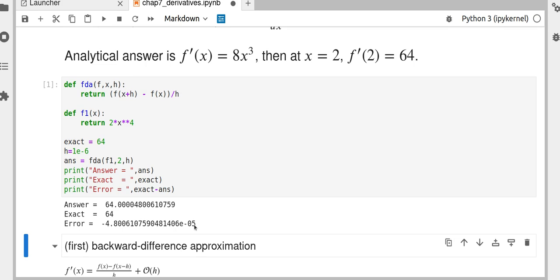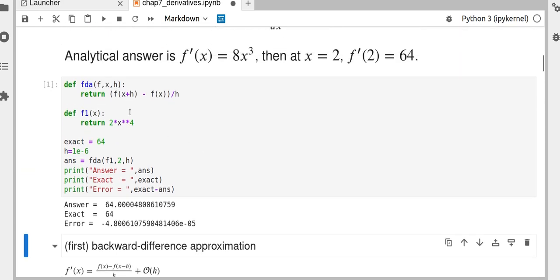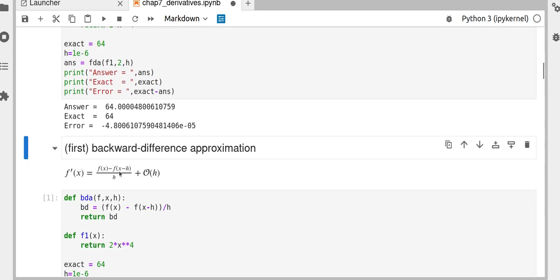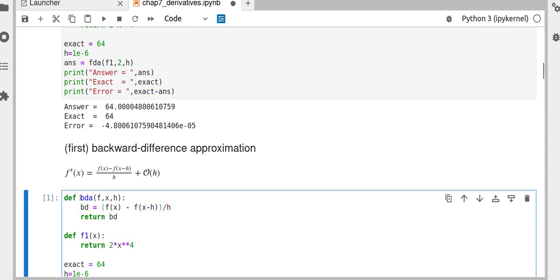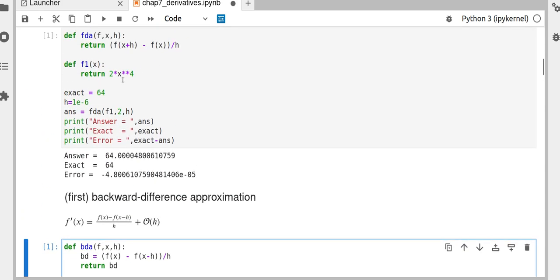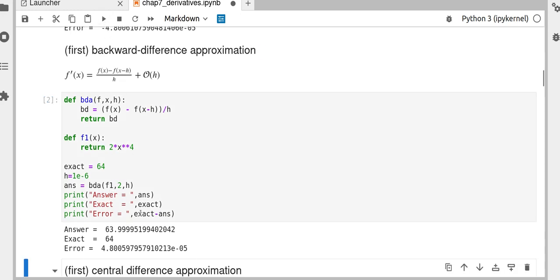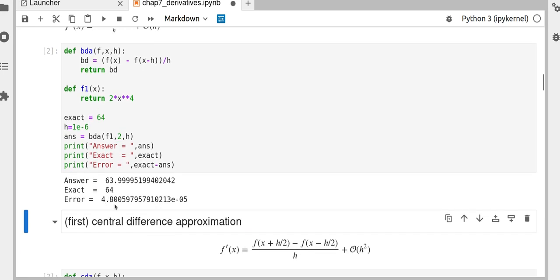Now we also have another formula called the backward difference approximation. Instead of f of x plus h minus f of x, it is now f of x minus f of x minus h, over h. Again, we implement it in Python. We create a function, we call it BDA, meaning backward difference approximation, and we write f of x minus f of x minus h, everything divided by h. Now again, if we apply the method to the function that we differentiated here, we get 63.999951994 and so on, and the error is also 4.8 times 10 to the power minus 5.